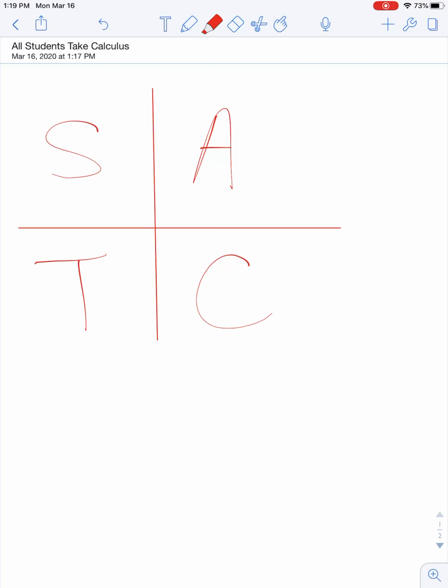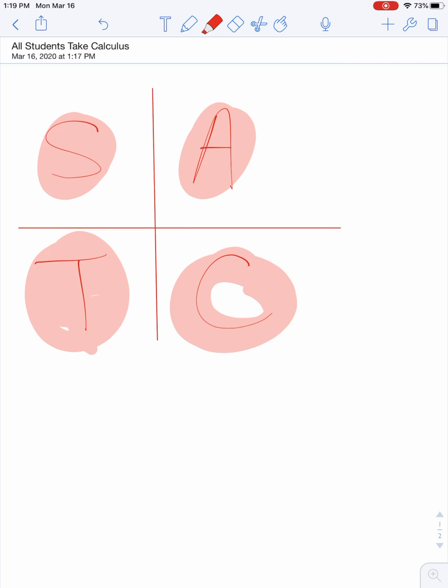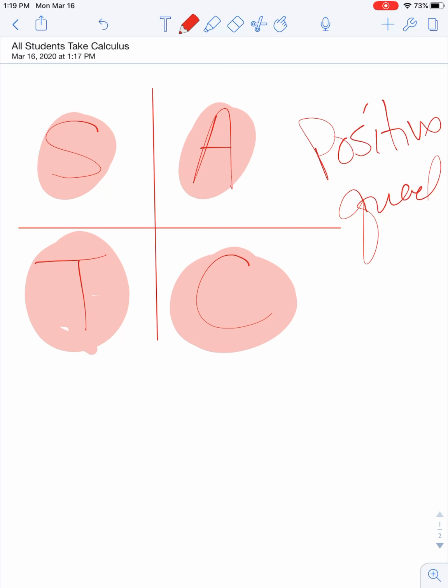So what does this stand for? These are the trig functions that are positive in these quadrants. You're always going to think, All Students Take Calculus, and pay attention to what quadrant you're in. So the A stands for all. All the trig functions are positive in this quadrant. All 6. Remember, there are 6 trig functions. They're all positive in the first quadrant.